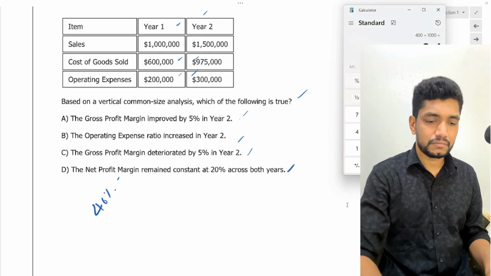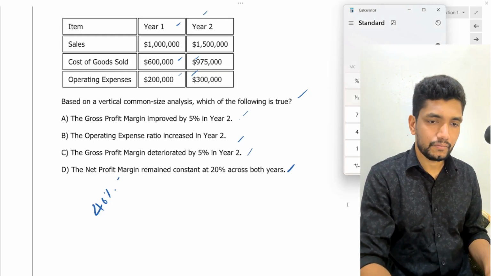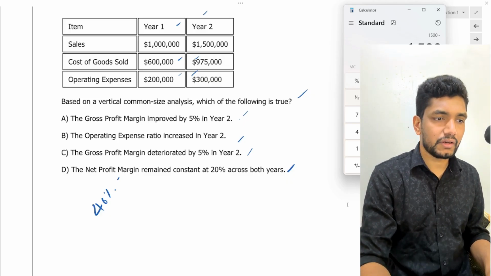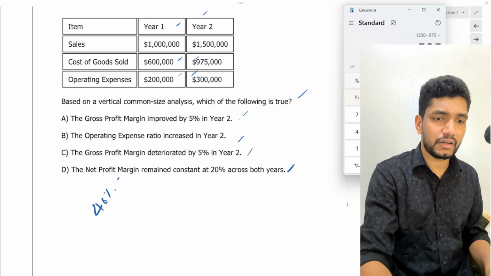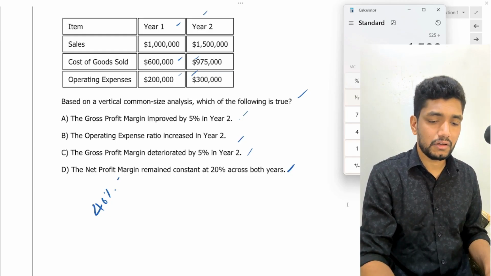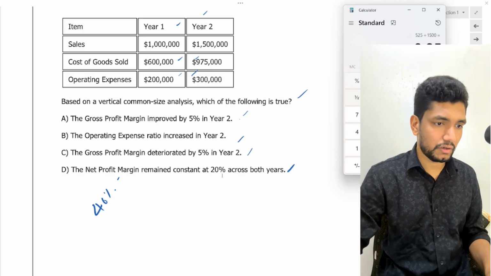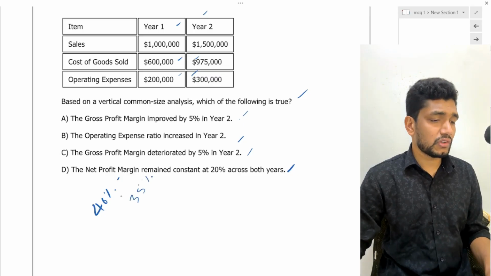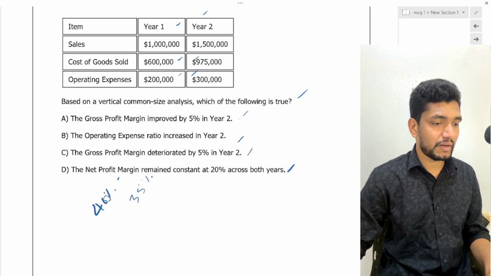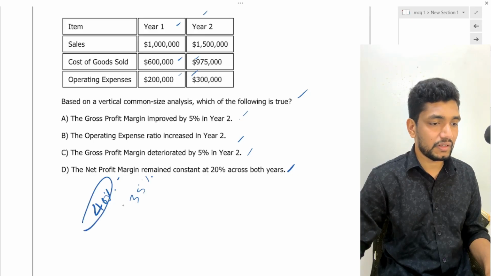And the second year, first you have to calculate your gross profit: 975, so 525 is your gross profit, and the margin is divided by 1.5 million, that is 35%. So this is the gross profit margin. 40% is the gross profit margin in the first year and 35% in the second year.